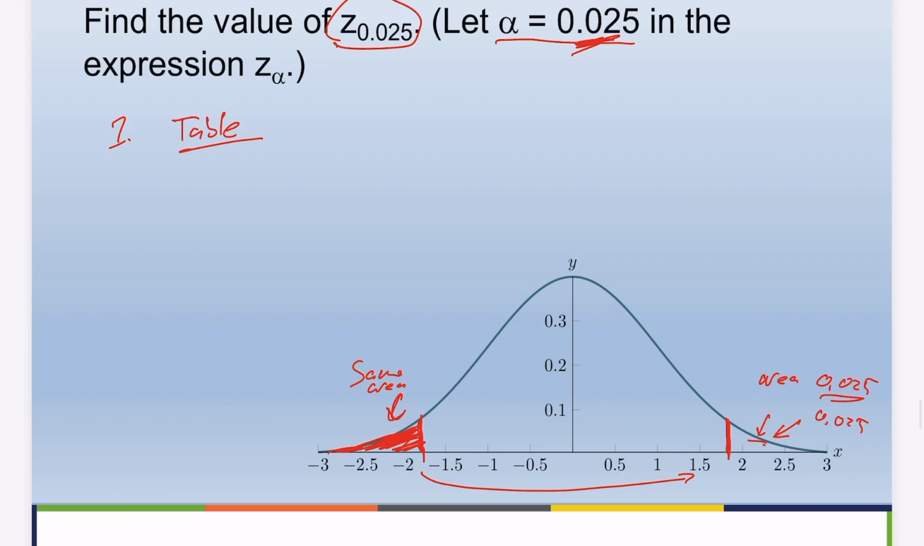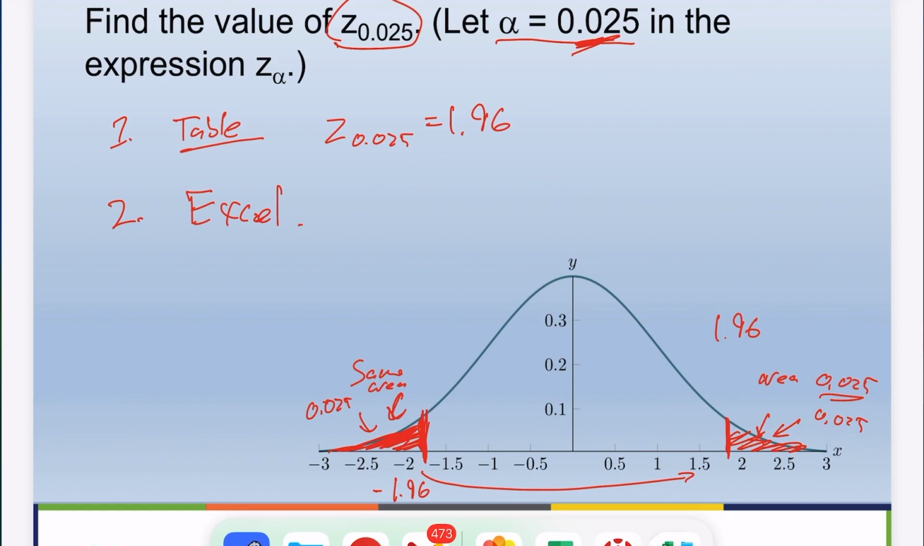And so this area here of 0.025 corresponds to a z value of negative 1.96. So that means that that's going to be the same over here, 1.96. And so I conclude that z sub 0.025 equals 1.96. Now, what about Excel?